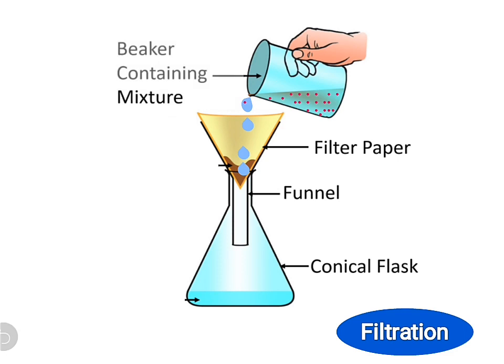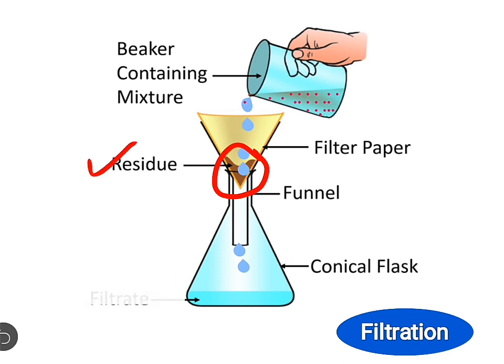Filter paper allows only water to pass through it, but not the impurities. Thus, the impurities are left behind on the filter paper, and this is called residue. And the clear water is collected in the conical flask. This clear water is called filtrate.